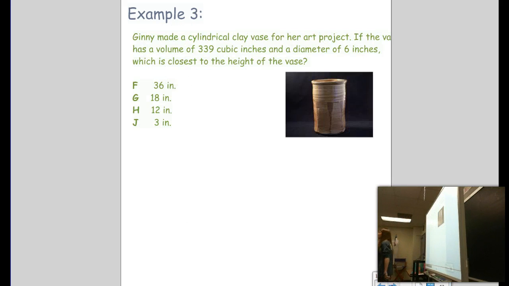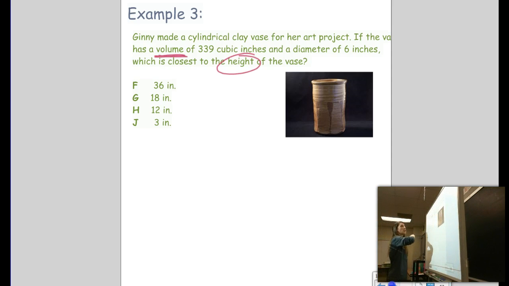Next example. Jenny, spelled G-I-N-N-Y, makes a clay vase for her art project. Has anyone ever made a clay vase in art? If the vase has a volume of 339 and a diameter of 6, what is the height?